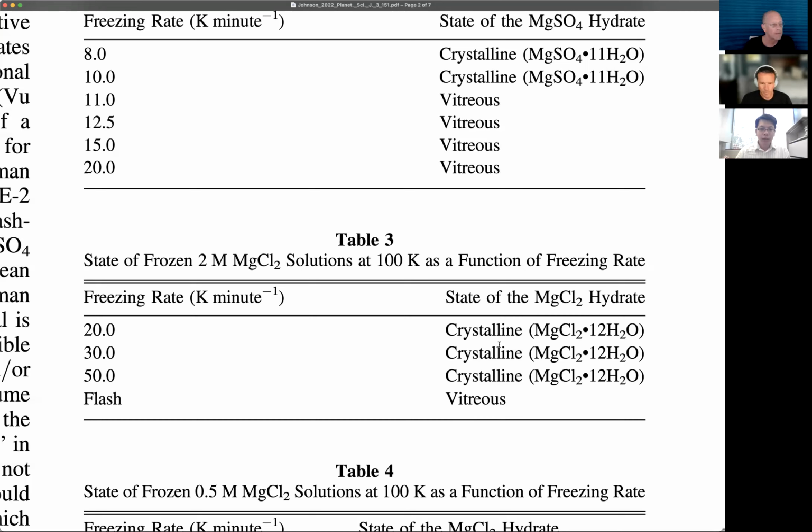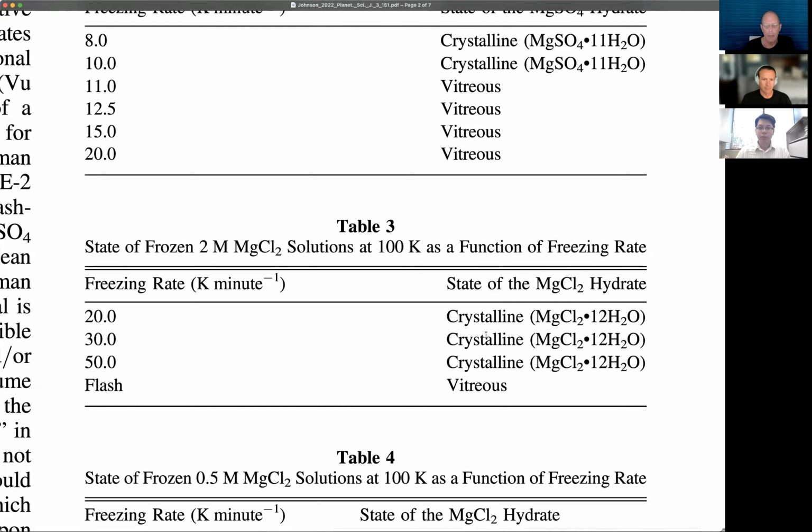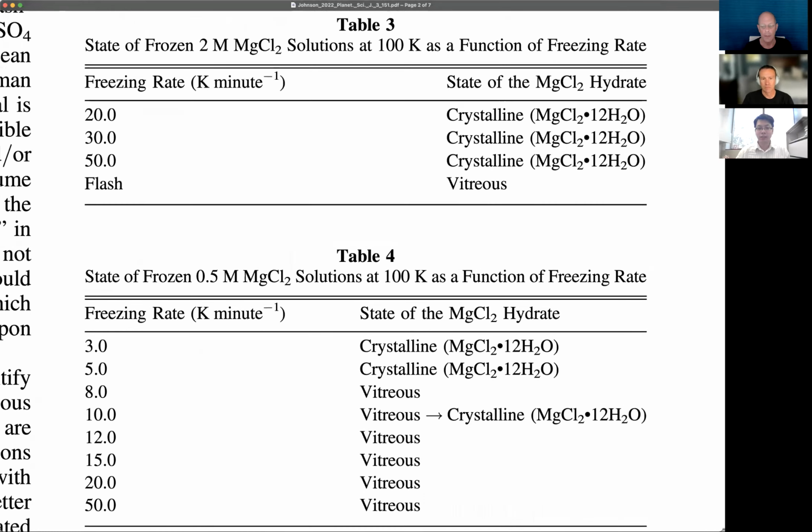Yep. And so just like we did with magnesium sulfate, for the magnesium chloride we also decreased the concentration of the brine just to see if we can catch where the transition is. In this case, at a 12 K per minute rate and above, you make glass, and at 5 and below, you consistently make crystalline, and in between is the gray area where you're catching the phase transition, or whatever you want to call it, between the two.